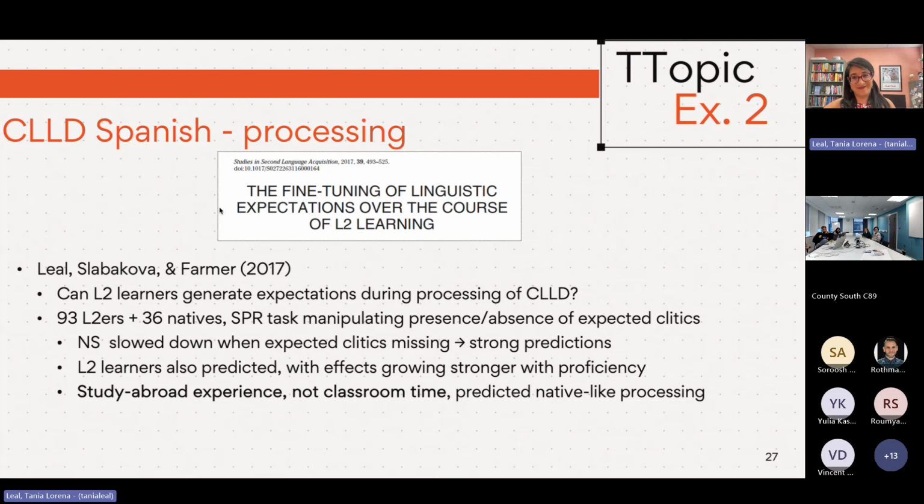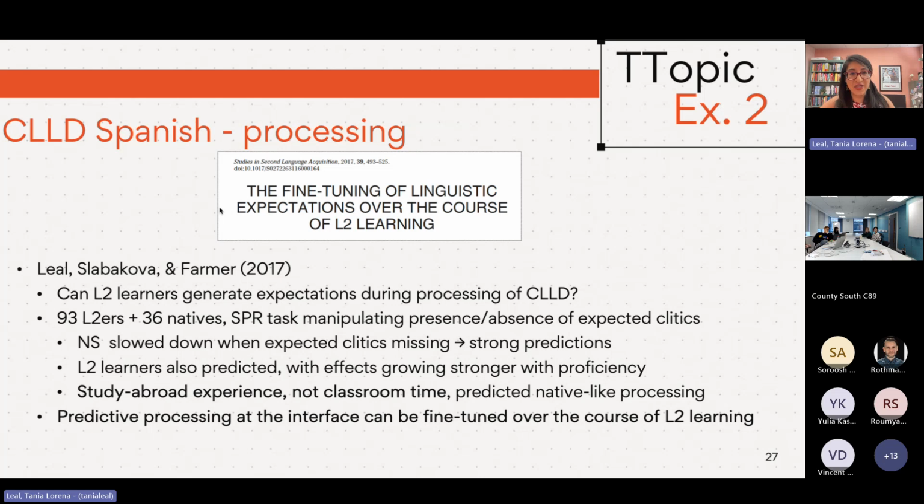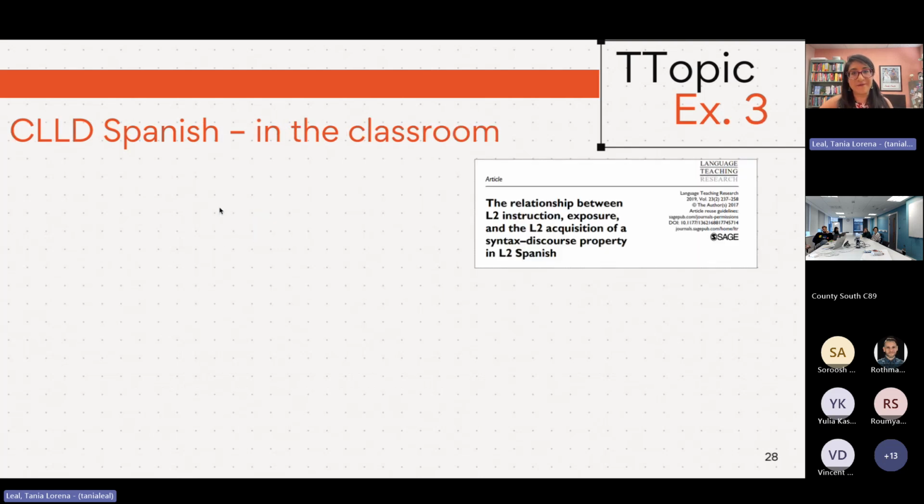L2 learners also predicted. But these effects came stronger with proficiency. And something very important, at least for CLLD, is that what mattered was study abroad experience, not classroom time. Classroom time did not predict native-like processing, but study abroad experience did. So together, this finding suggests what I'm going to keep reminding you of, which is that predictive processing and processing at the interface can be fine-tuned over the course of L2 learning. So the answer is not a no, but rather, later, if you're going to process native-like.